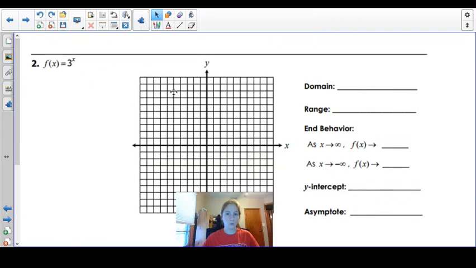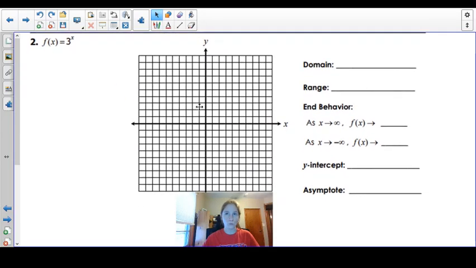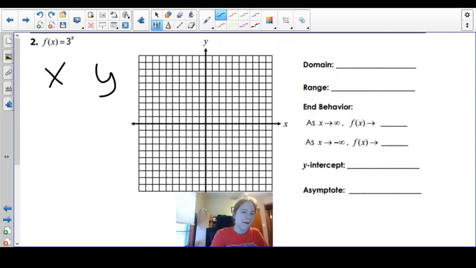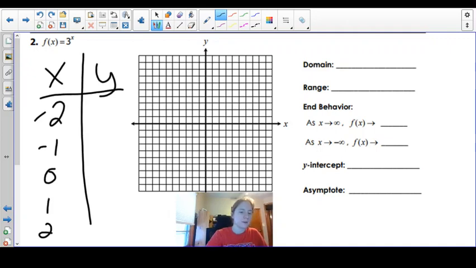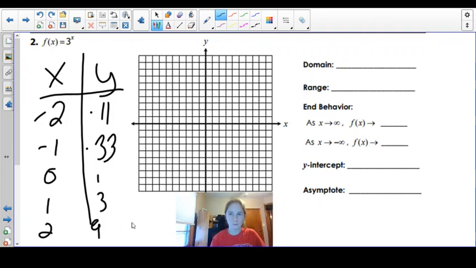Number 2. Again, we're going to go ahead and start with our xy table. We're going to pick those handy dandy 5 points again. When I plug in -2, I get 0.11, I get 0.33, I get 1, and I get 3, and I get 9. So I'm going to go ahead and plot those points.